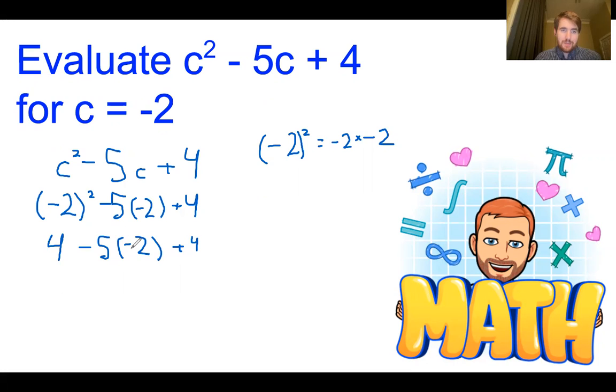Now we have 5 times -2. This becomes -10. But it's a double negative, right? Because there's still a minus out in front. So 5 times -2 becomes -10. But when we do 4 minus negative 10, this is going to end up being a positive. So again, your calculator can do this. If you do 4 minus negative 10, it's actually just going to turn it into 4 plus 10. So 4 plus 10 plus 4 equals 18.